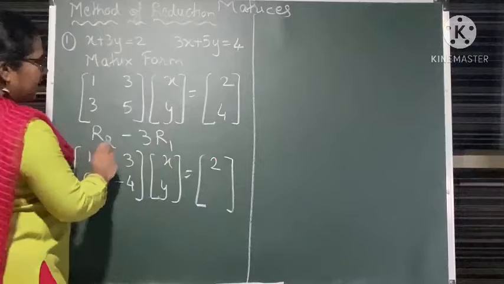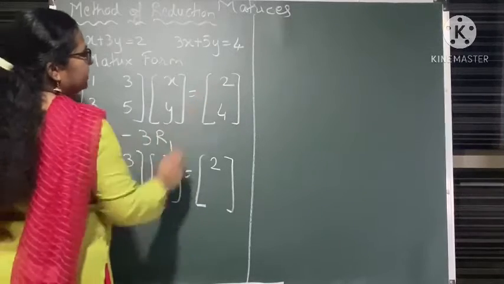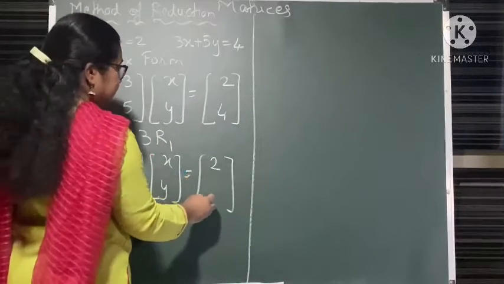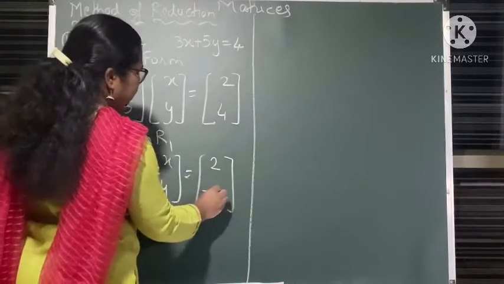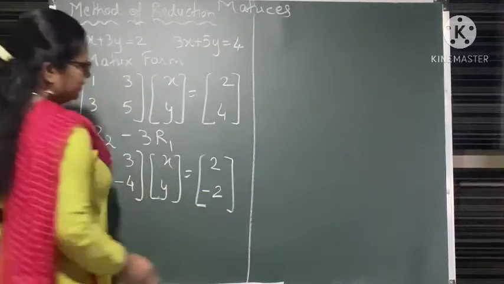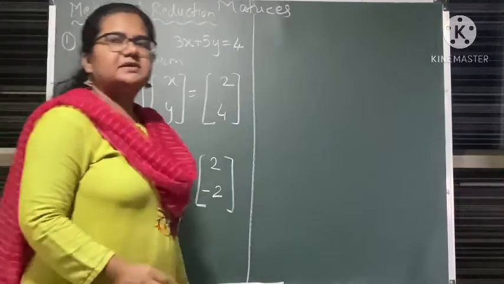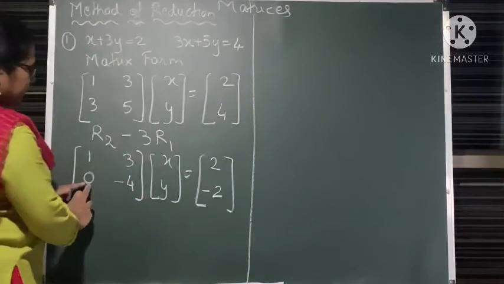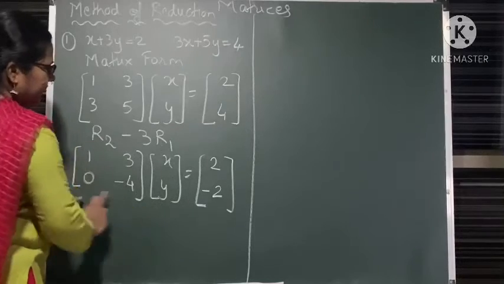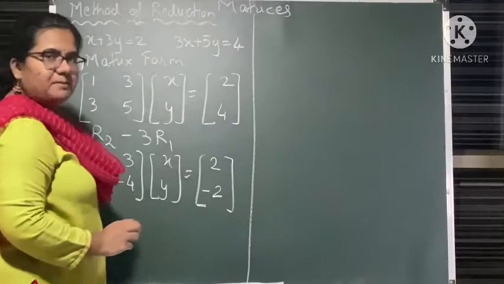Then for R2, 4 minus 3 into 2, that is 6. 4 minus 6 is equal to minus 2. Now already this has become 0, so this has become an upper triangular matrix.